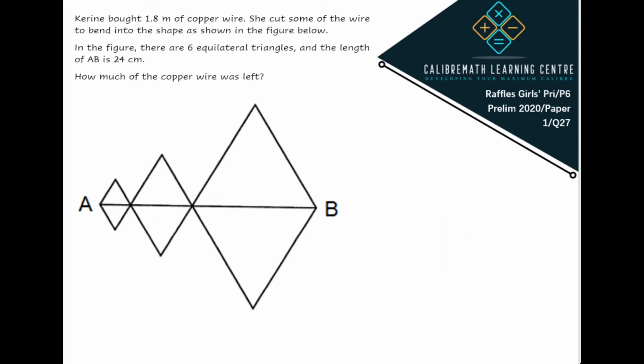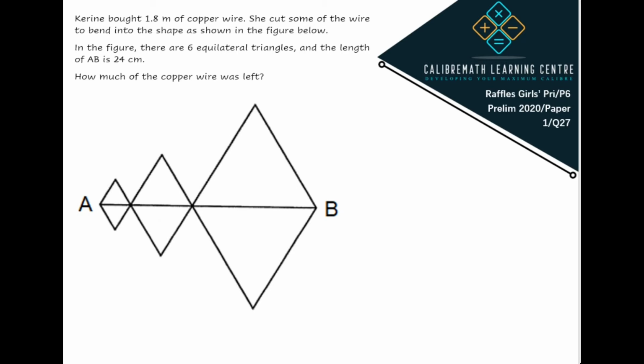Karim bought 1.8 meters of copper wire. She cut some of the wire to bend into the shape as shown in the figure below. So the question wants you to find how much of the copper wire was left. To find the length of the copper wire that is left, we will need to find out how much of the wire is used to make this figure.